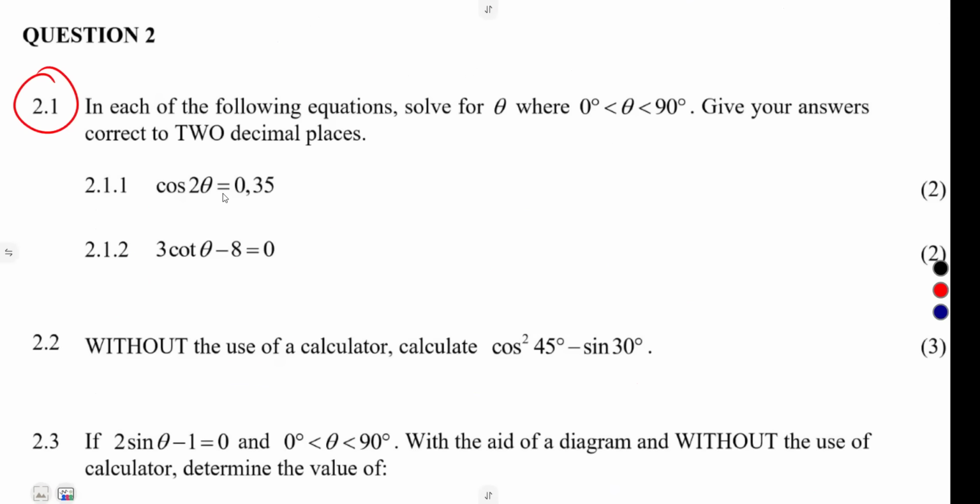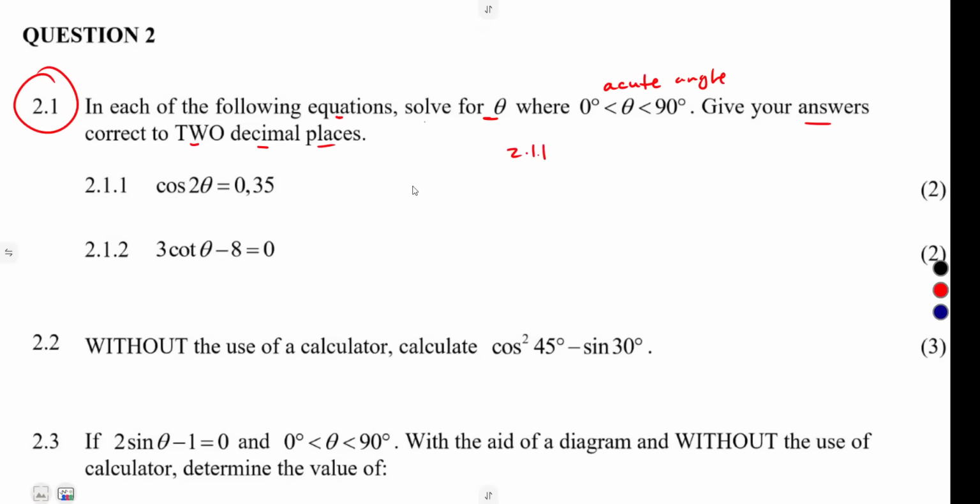And we are given 2.1. In each of the following equations, solve for theta, where theta is greater than 0 but less than 90 degrees, meaning we are simply dealing with an acute angle. Theta is an acute angle in the first quadrant, between 0 and 90 degrees. Give your answers correct to 2 decimal places, right?